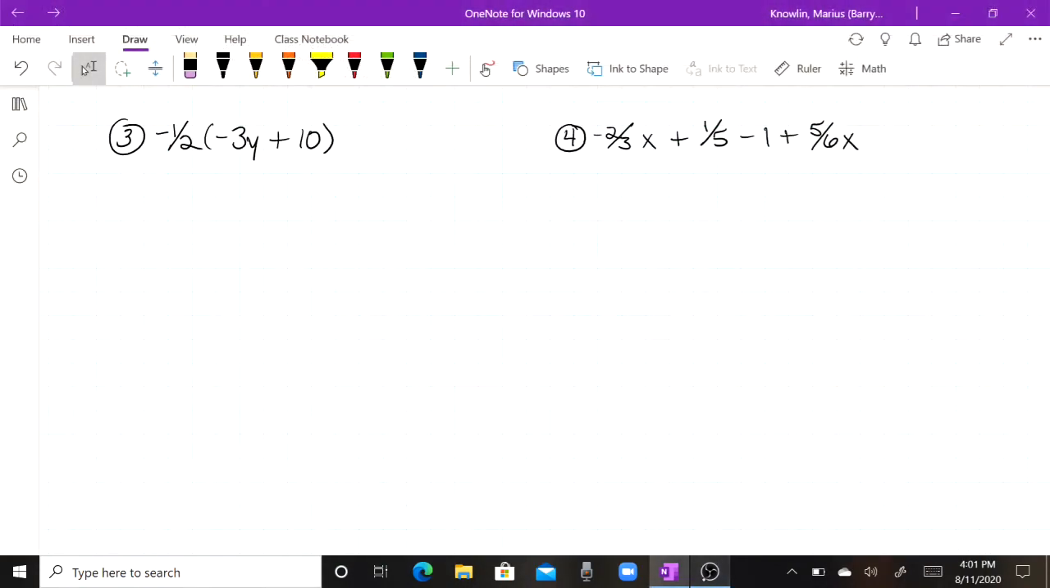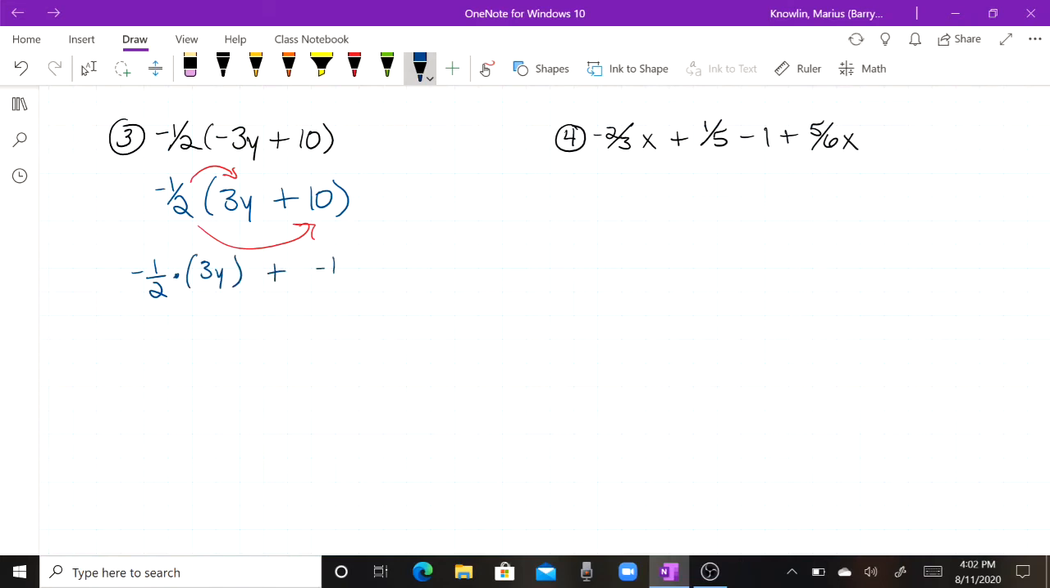Let's take a look at number 3. Number 3 reads negative 1/2 times the group of 3y plus 10. Okay? Once again, we're distributing a negative 1/2 times 3y and a negative 1/2 times positive 10. So in reality, what we're doing, and I'll write this one out, we're doing negative 1/2. Let's write it as a regular fraction bar. Negative 1/2 times 3y plus negative 1/2 times positive 10.